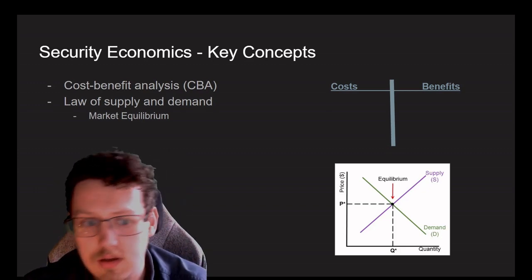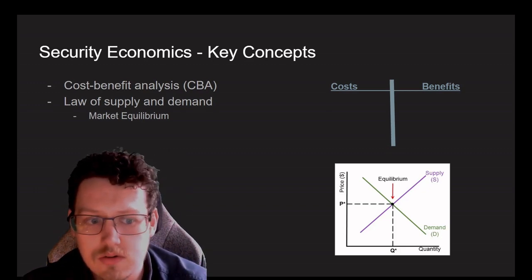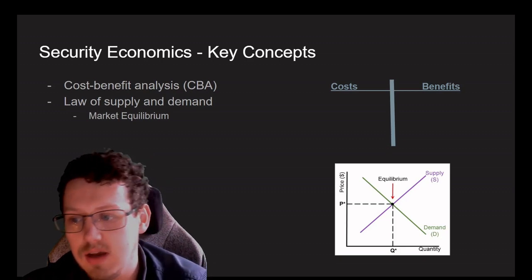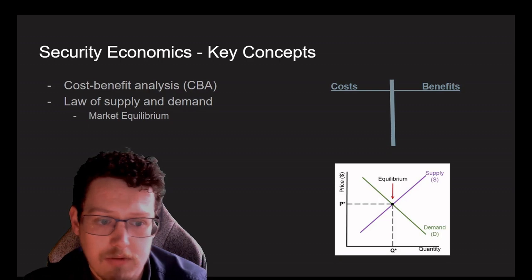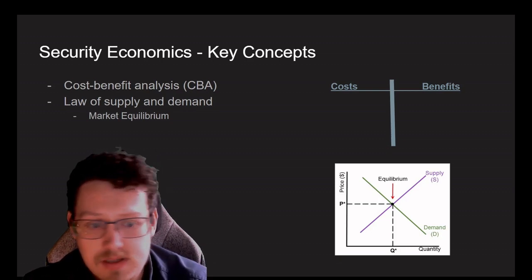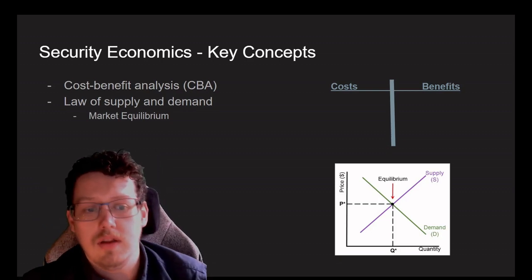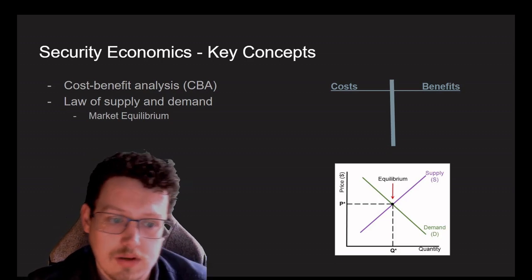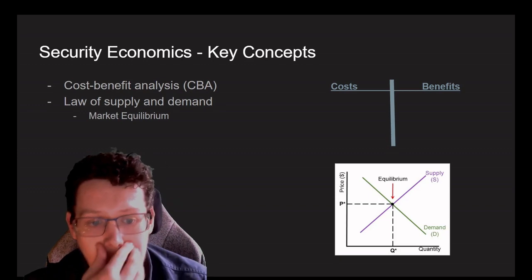So supply and demand has been around for a long time. It was popularized in the 1700s by Adam Smith, who is the father of economics. He's the guy who wrote The Wealth of Nations. You may have heard of it. And it basically refers to the relationship between a good or service and the willingness of people to buy it, right?